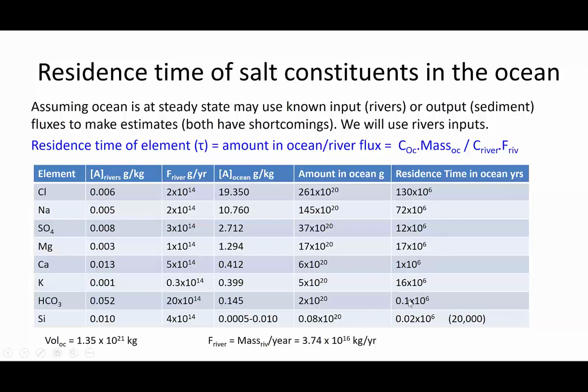Bicarbonate ions, unlike these ions, have a shorter residence time, so this 0.1 times 10 to the 6 is 100,000 years. And in the case of silicon, which the glass sponges and the diatoms use, we can see that it actually has a much shorter residence time, 0.02 times 10 to the 6 or 20,000 years.